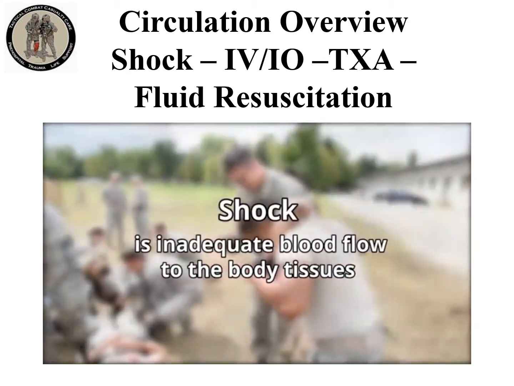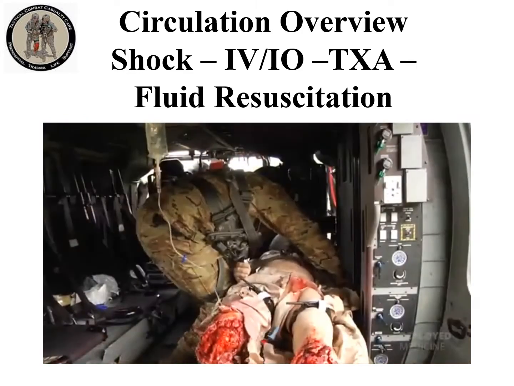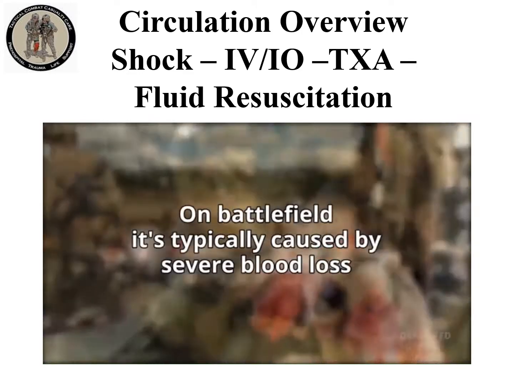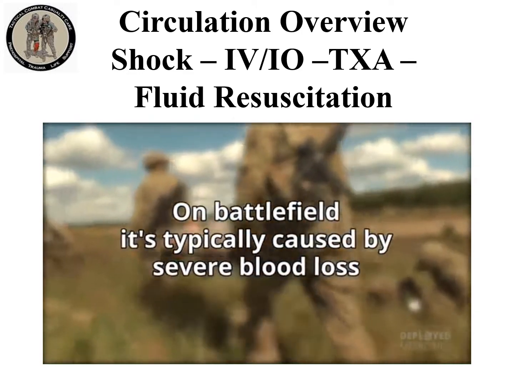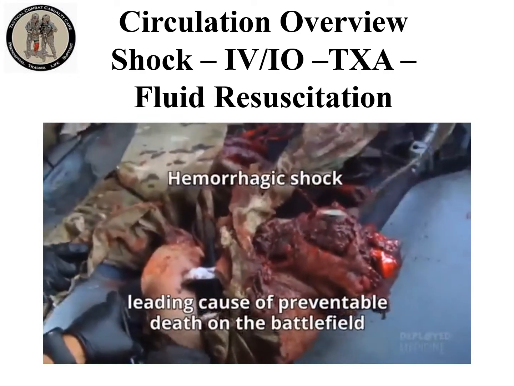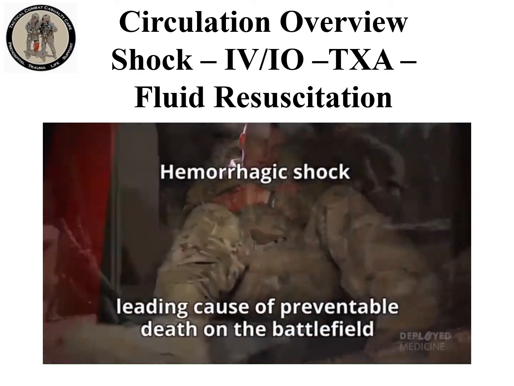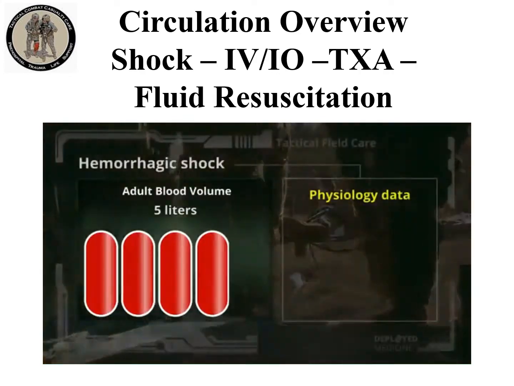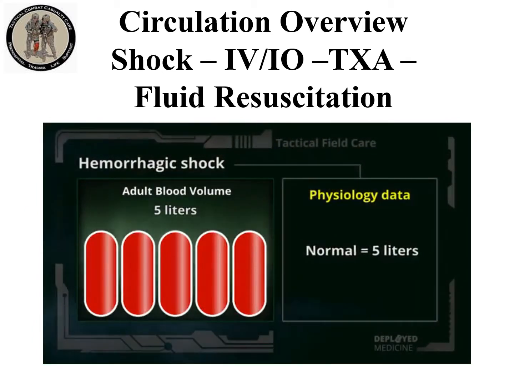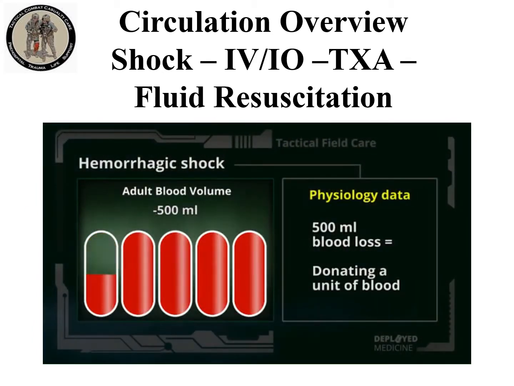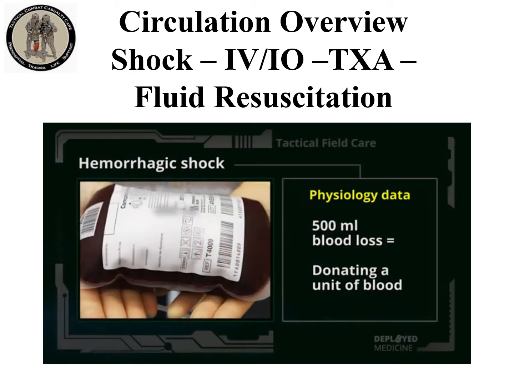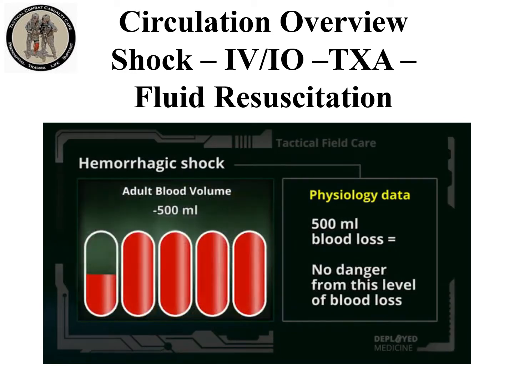Shock is inadequate blood flow to the body tissues. Shock can have many causes, but on the battlefield, it is typically caused by severe blood loss. Hemorrhagic shock is a leading cause of preventable death on the battlefield. The normal adult blood volume is 5 liters. 500 milliliters of blood loss is when you donate a unit of blood at the blood bank. Physiology is normal, and there's no danger from this level of blood loss.